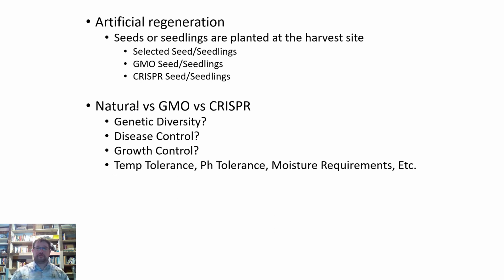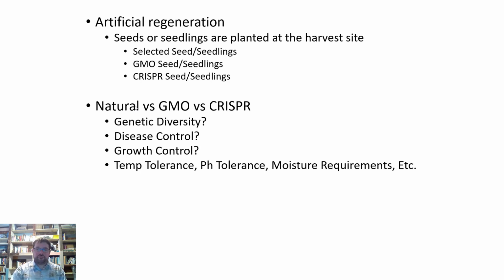Okay. So that forest management plan that we need to come up with, that silviculture management plan, needs to address what kind of seeds or what kind of regeneration we are going to do. Is it going to be natural regeneration? Then you don't need to talk about GMOs or CRISPR or anything like that. If you're going to select artificial, then you have a little bit more of a choice.